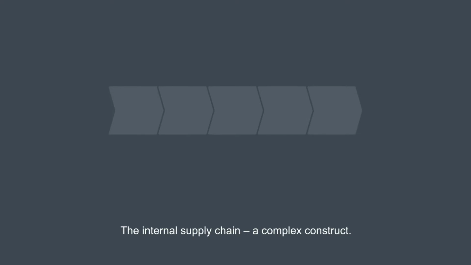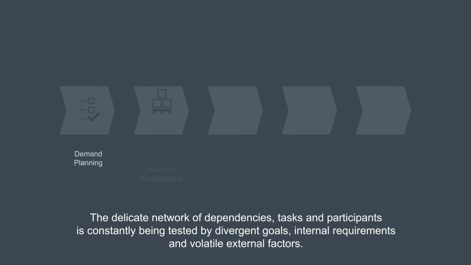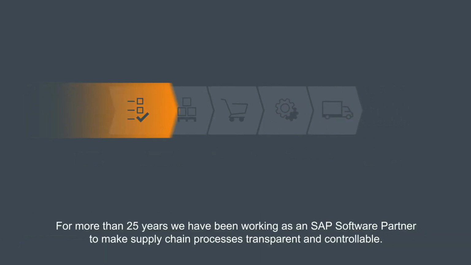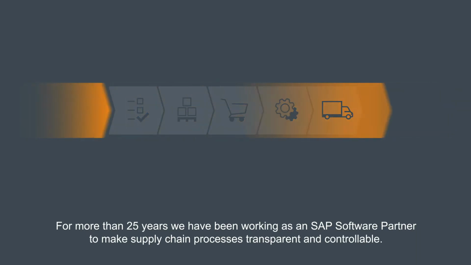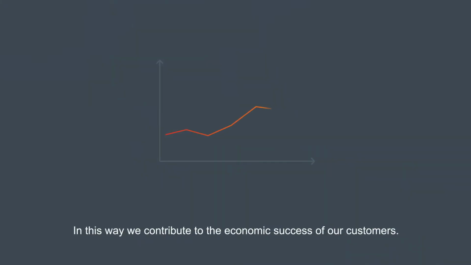The internal supply chain, a complex construct. The delicate network of dependencies, tasks, and participants is constantly being tested by divergent goals, internal requirements, and volatile external factors. For more than 25 years, we've been working as an SAP software partner to make supply chain processes transparent and controllable. In this way, we contribute to the economic success of our customers.